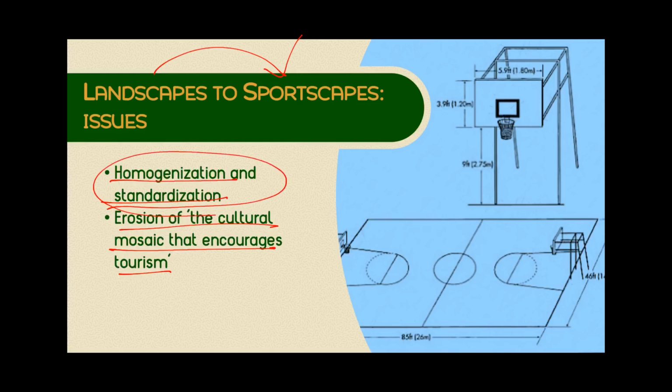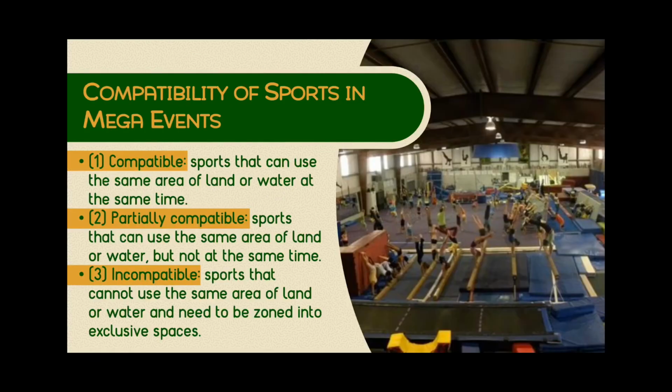So it is a challenge for those planning sports tourism. How can we be able to make our stadium culturally attractive but still follow the international standards of these sportscapes? Now, in planning events and planning the spaces, we have to also talk about compatibility of sports in a mega event. For example, Olympics or regional games such as the SEA Games.